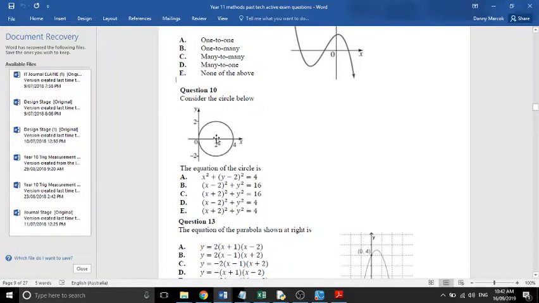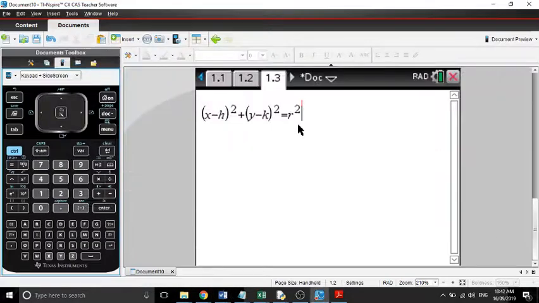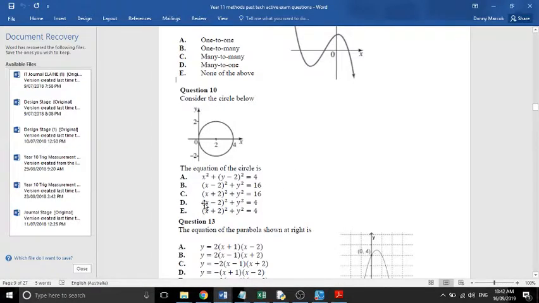So for this one, we've got a radius of 2. 2 squared is 4. So we end up with this answer here: x minus 2 all squared, plus y squared equals 4. So our answer, that one ends up being D.